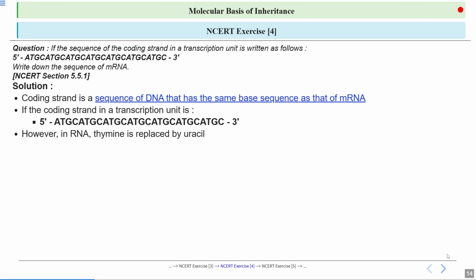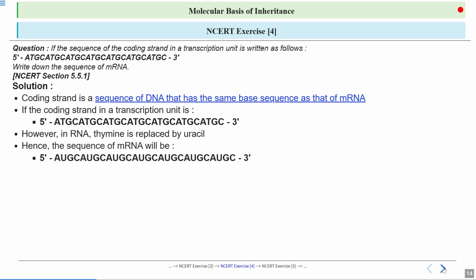Okay. So this is the coding strand in the transcription unit, 5' to 3'. So what will be the RNA? Everything will be the same, but thymine is replaced by uracil. Hence the sequence of mRNA will be, here you can see everything is the same, but wherever there is thymine, it is replaced by uracil. Here you can see AAT, it got replaced by AAU.